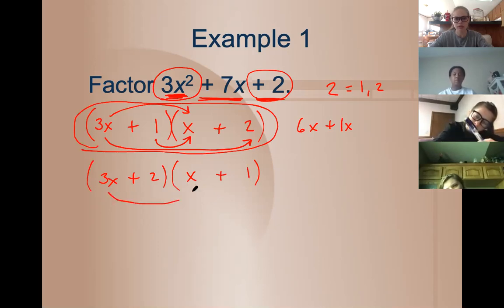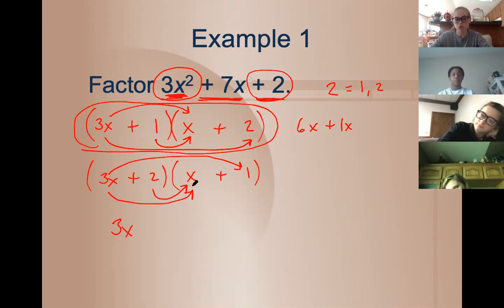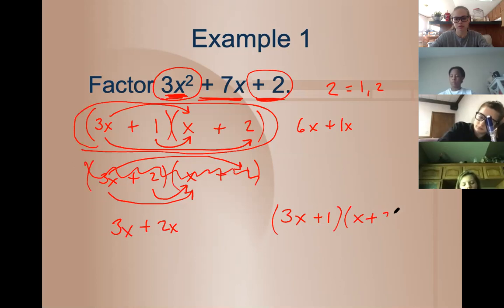Let's go down here and let's see why this one is not our answer. Well, okay, 3x times x, that's our 3x squared. We've already got that settled. 3x times a positive 1, that's my outside terms when I FOIL. So 3x times 1 is 3x. And then do your inside terms, 2 times x, which is positive 2x. 3x plus 2x is only 5x, which is not my middle term of 7x up there. Therefore, this way will not work. My final answer would be 3x plus 1 times x plus 2.